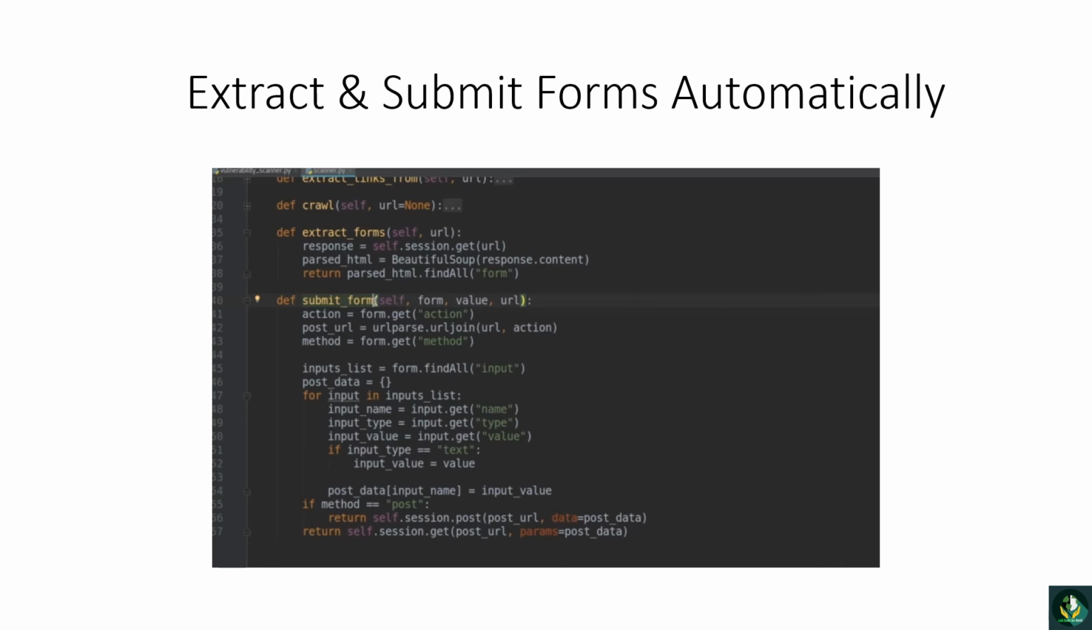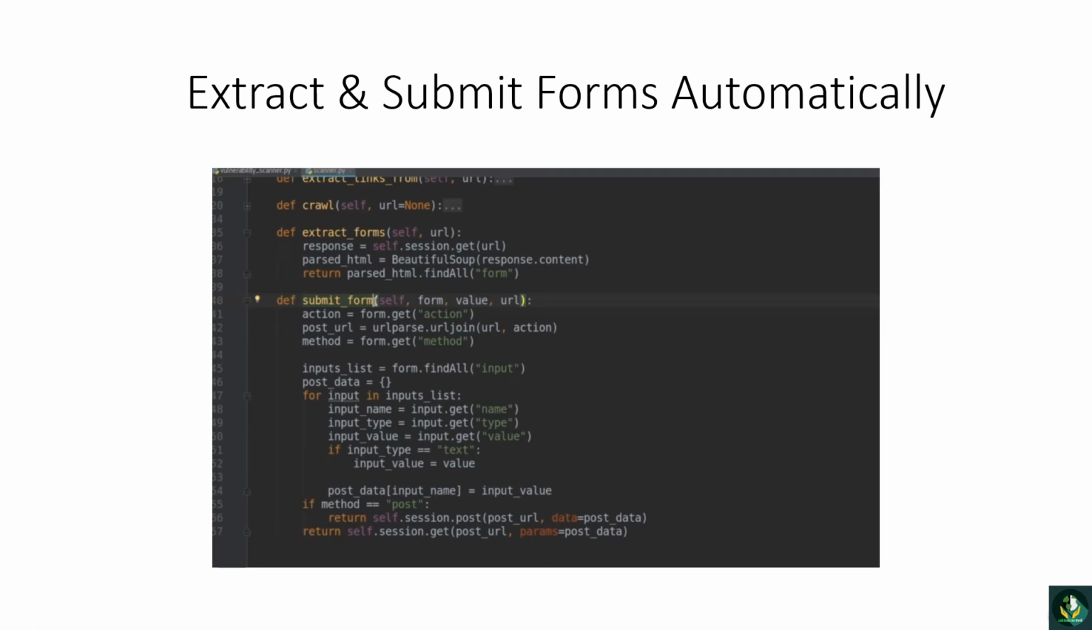The next thing I want to do is to be able to submit this form. So I would like to have a method called submit form. I would like this method to take the form that we want to submit, the value we want to set for the inputs in the form, and the URL. This is the URL of the page that this form was extracted from, and the action is important to know because we are going to submit this form to it.